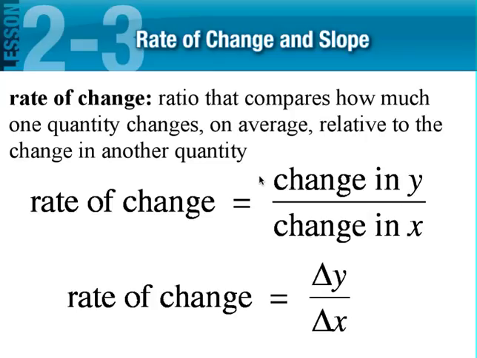Changes on average relative to the change in another quantity. So we define rate of change as being change in y over change in x. Okay? Another way you will see that written is down here below. That triangle is the Greek symbol delta, and that means change in. So instead of writing out the words change in, we just put delta y over delta x, and that's implied to be change in y over change in x.